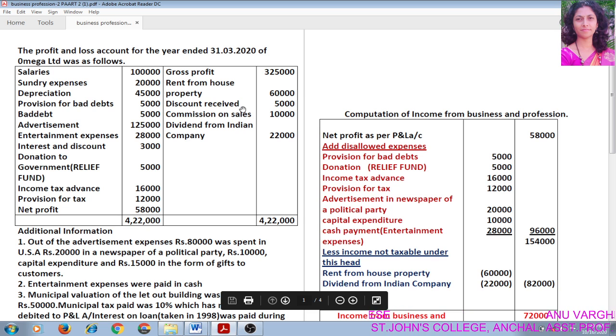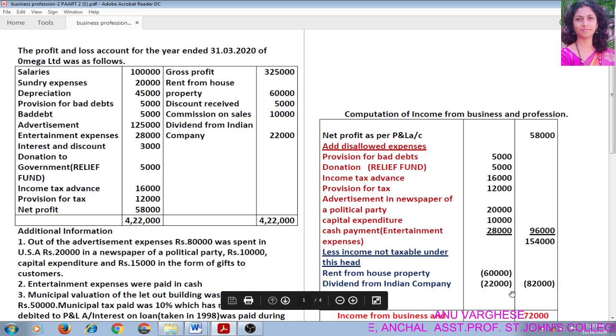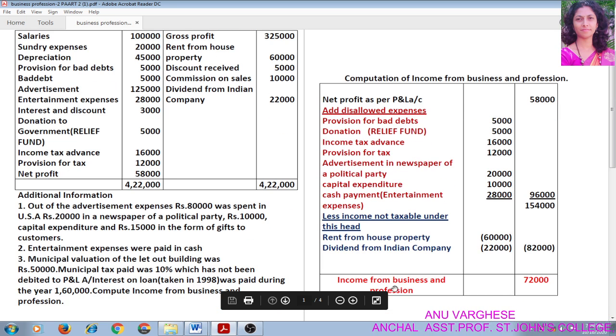Next one, discount received. That income is related with business income. So no problem. Commission on sales. Again that is business income. So no problem. Dividend from Indian company. This item comes under the head income from other sources. So again deduct that figure. Dividend from Indian company 22,000. Add these figures. Write the total in the outer column. Deduct this figure from 1,54,000. Now we are getting income from business and profession, that is rupees 72,000.